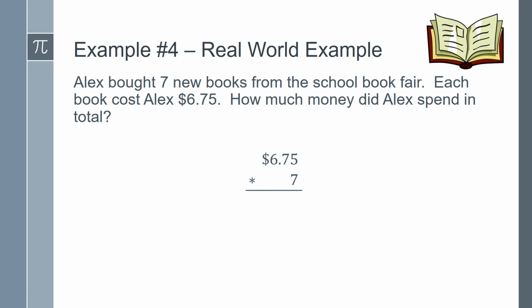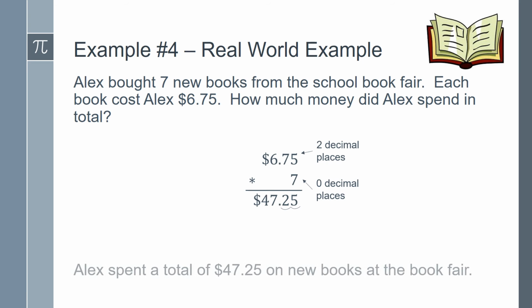$6.75 times 7, and we'll ignore the decimal point while we multiply, and we have 4,725. Next, we count the decimal places. 2 in the top factor and 0 in the bottom factor, so we slide our decimal point over 2 places to the left, and now our answer is $47.25. Alex spent a total of $47.25 on new books at the book fair.